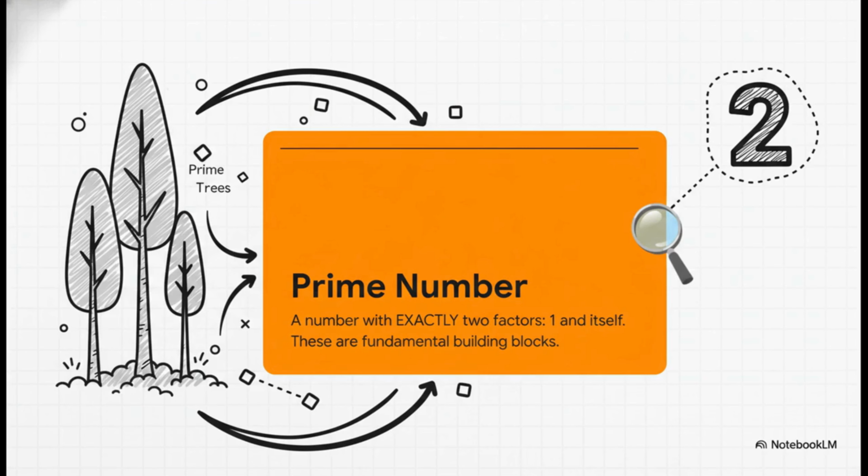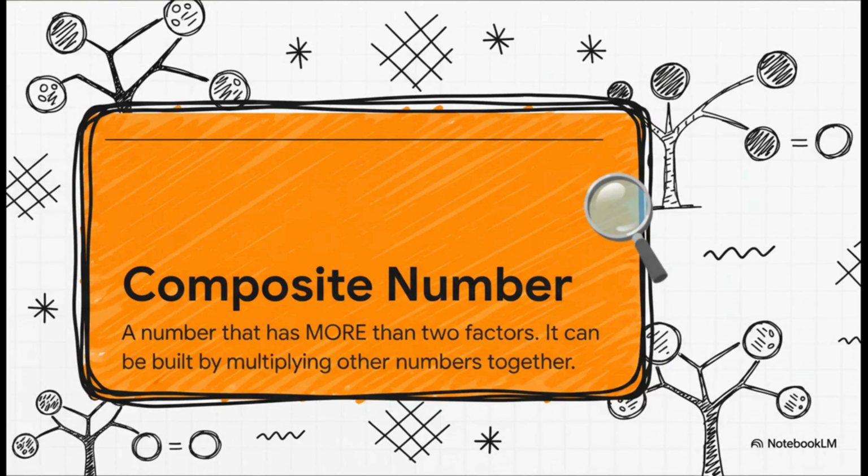First up, we've got these amazing prime trees. These are super special because they are the original, fundamental building blocks for all the other numbers in the forest. A prime number has only two factors, just one and itself. And hey, look at the number 2. It is the only even prime number in the entire forest. How cool is that?